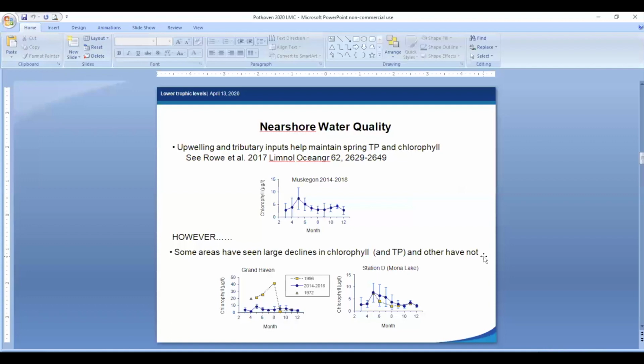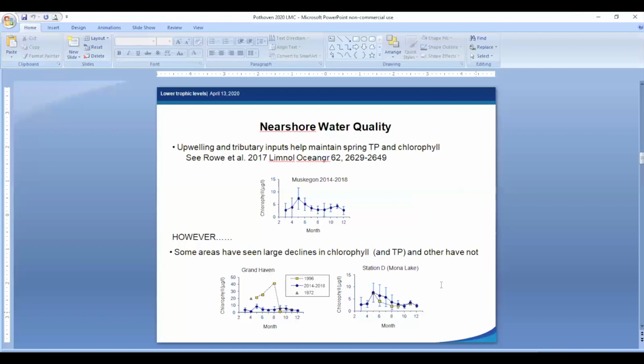And there's a couple things I just want to point out. First of all, it's thought that, and it seems that, upwelling and tributary inputs help maintain the spring phosphorus and the chlorophyll in our nearshore areas. An example here is from Muskegon, some chlorophyll data, and you can see here May is still the period of the highest chlorophyll throughout the year in that nearshore site, and that's pretty consistent among the sites that we looked at, where we still have the highest chlorophyll and phosphorus in May yet, and so that contrasts with the offshore. But that's not to say things haven't changed, but the changes we've seen aren't consistent across sites.